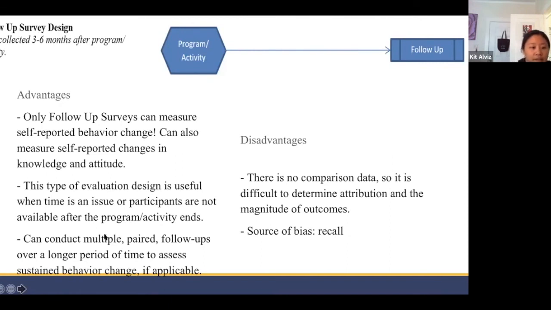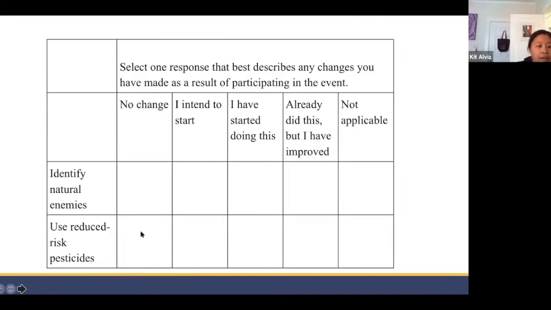Yeah, so next slide, please. Here's an example. It's actually really similar to the other example, but the idea here is that you can ask this same type of question 3 months after, and they can say yes or no, I have not identified natural enemies. I still have not yet, but I still intend to start identifying natural enemies. I have started doing this. That's the one that's new to this slide. And then I already did this before, but I have improved, or not applicable.